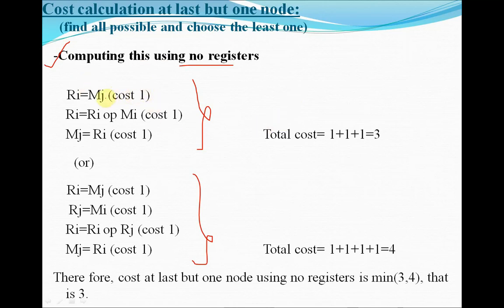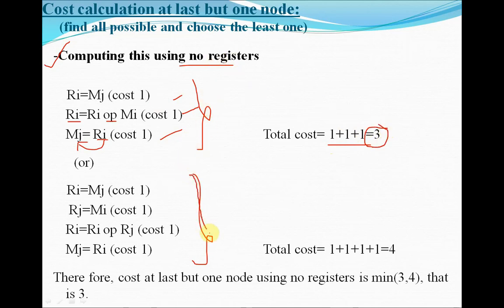Move operand MJ into register RI, apply the operator between register and memory operand, store the result into RI, and finally the result is moved to the MJ memory location. So I am using 3 instructions whose cost is 1 plus 1 plus 1, which is equal to 3. So the total cost is 3 for option 1.